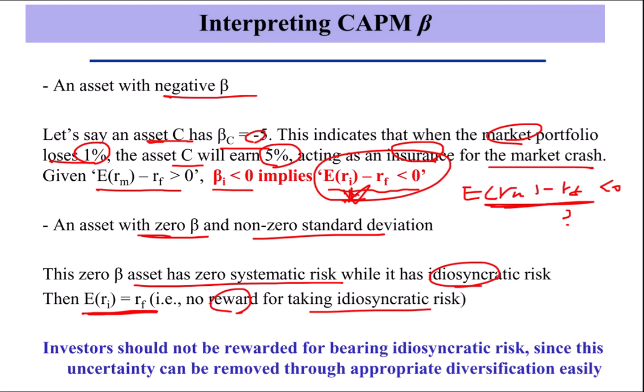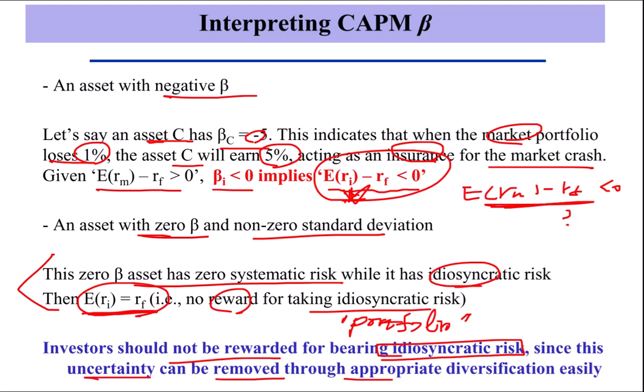Well, this means if you only invest into asset I, on average, you're not going to get any premium for your investment. We are assuming here every investor should invest in a portfolio, not an individual asset with idiosyncratic risk. We can say that investors should not be rewarded for bearing idiosyncratic risk, since this uncertainty can be removed through appropriate diversification easily. Investors will get rewarded for taking systematic risk. We'll talk more about this in topic 4.